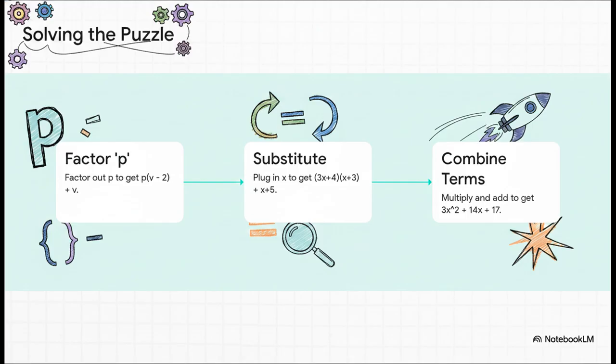Finally, step 3, we just expand. 3x times x is 3x squared, the middle terms give us 13x, and 4 times 3 is 12. Add that trailing x plus 5, smoothly combine your like terms, and we land exactly on 3x squared plus 14x plus 17.